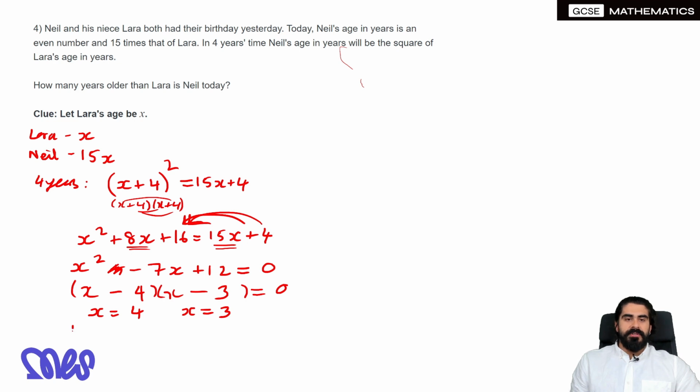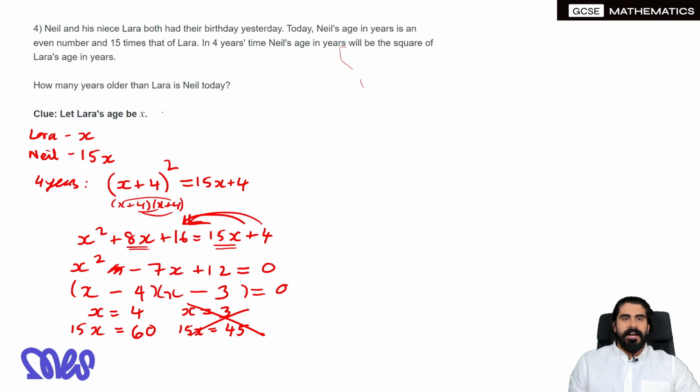So my age, remember, is 15x. So 15 times 4 would be 60. And 15x here, 15 times 3 is 45. Now, if you read in the question, it says that Neil's age is an even number. So it looks like this is not the situation we want.